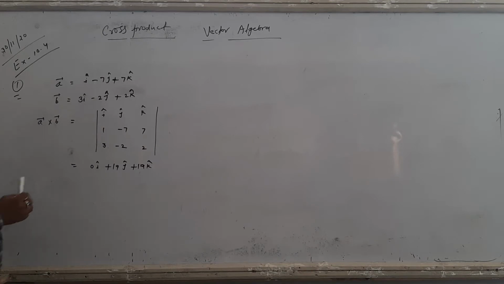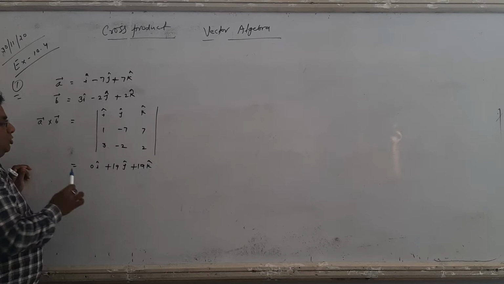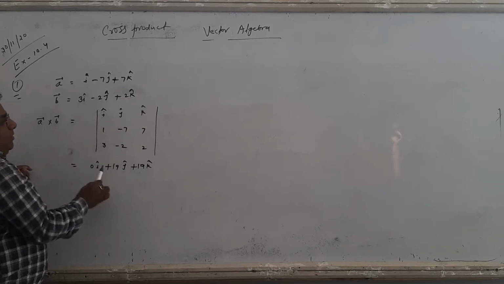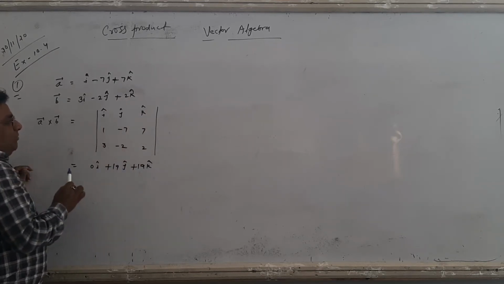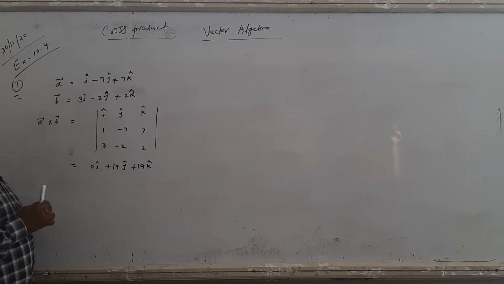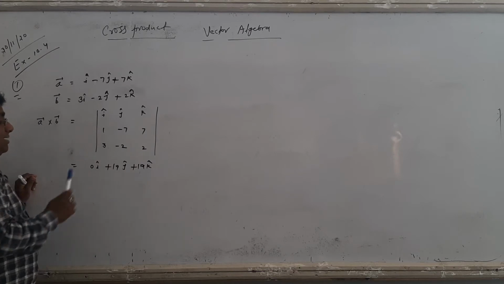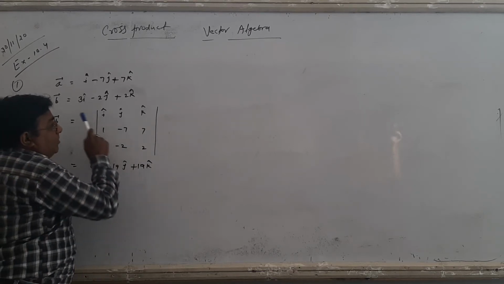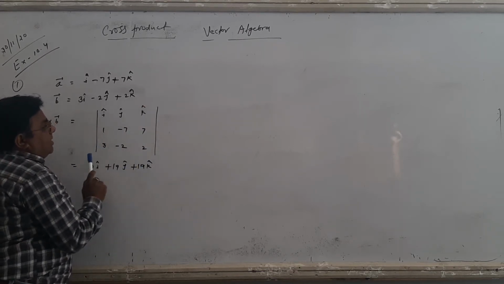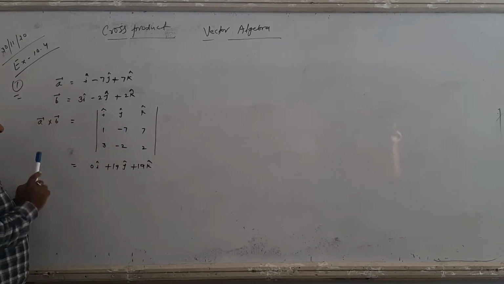Now repeat. First row, first column: minus 14 and plus 14, that is 0 i cap. First row, second column: 2 minus 21, that is minus 19 j, but the cofactor sign for the second column is odd, so it is plus 19. First row, third column, k cap: minus 2 plus 21, that is 19. So this is A cross B.